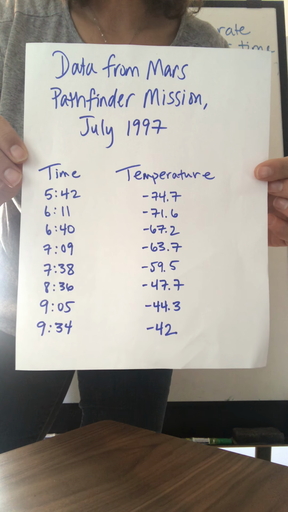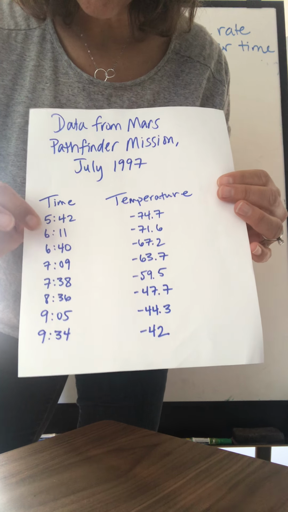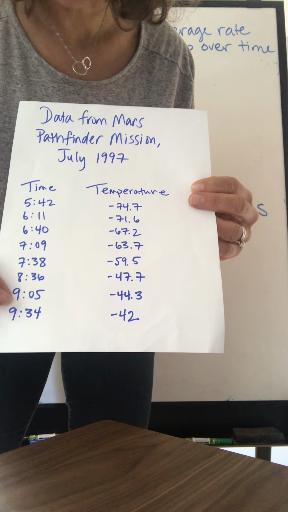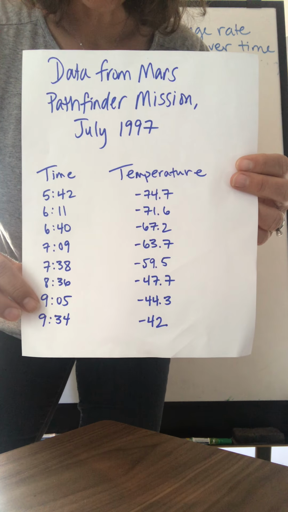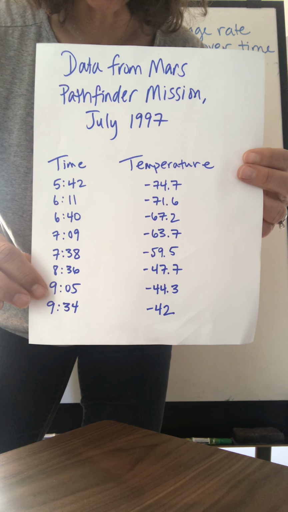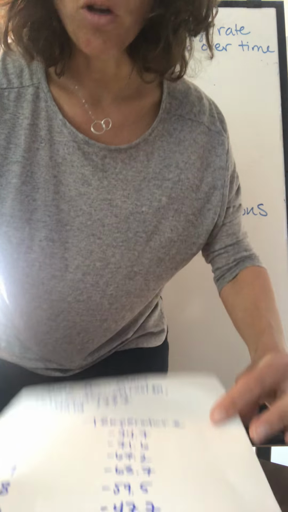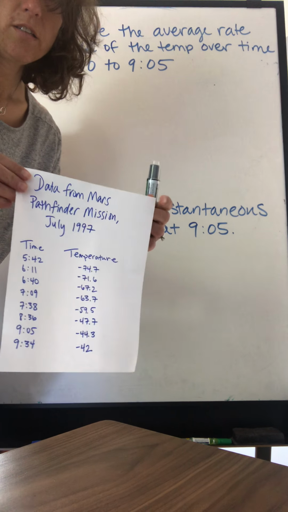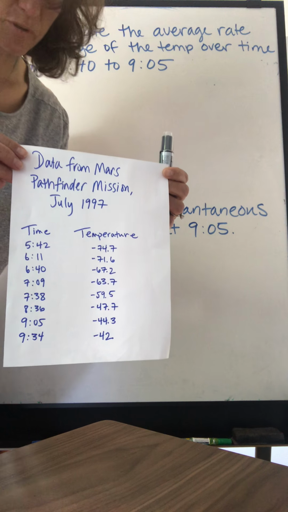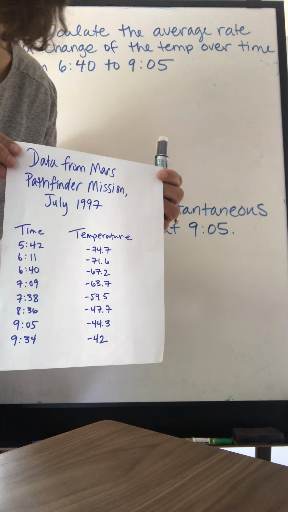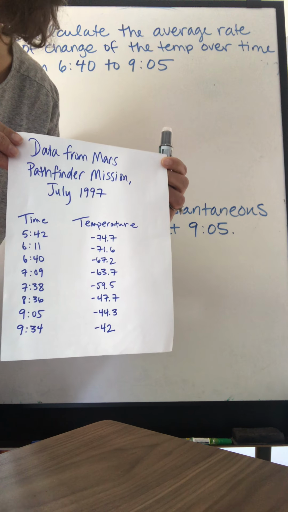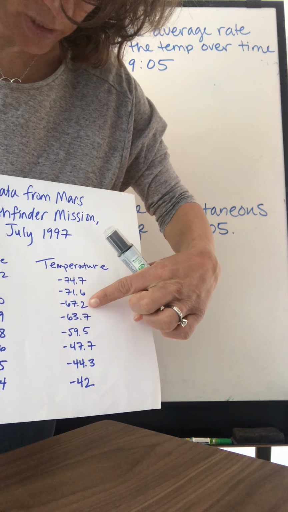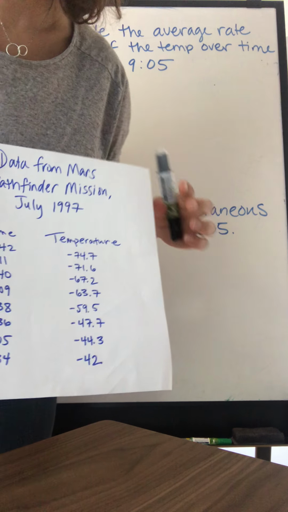To find the average rate of change from 640 to 905, I'm going to find the change in temperature over the change in time. So putting that down for a moment. The change in temperature from 640 to 905 went from negative 67.2 to negative 44.3.